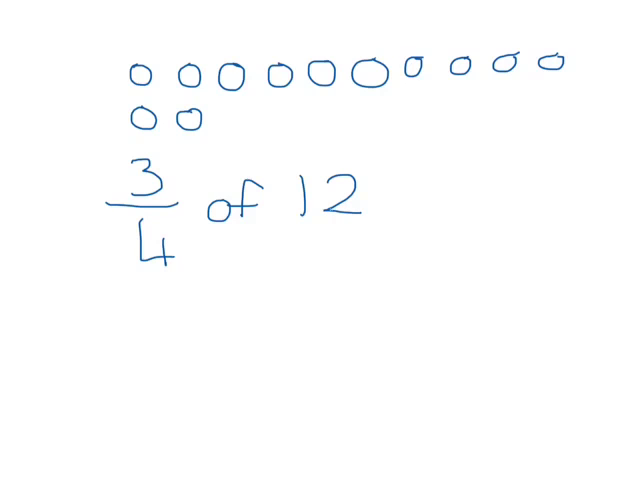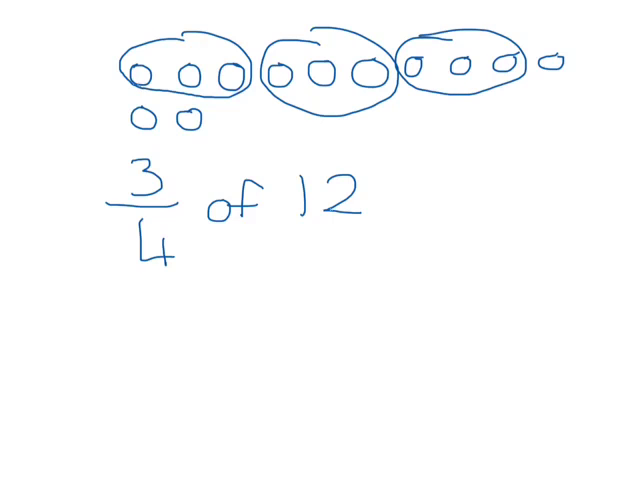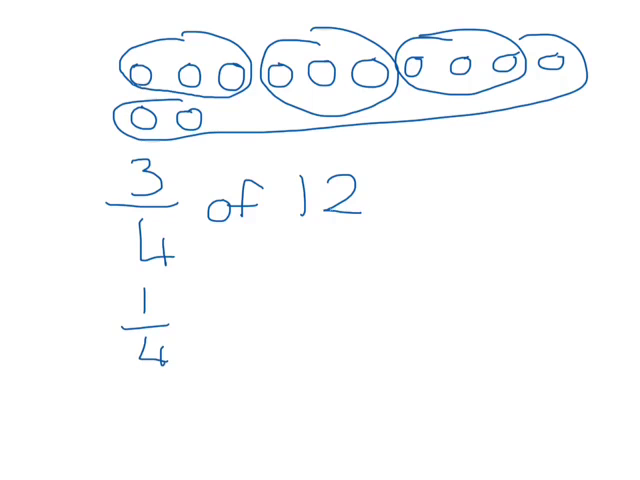Well, first of all, it would be a good idea to find 1/4. And to find 1/4 of 12, we have to divide our pizzas equally into 4 parts. And you know that 4 goes into 12 3 times. So if you divide this equally into 4 parts, each part will have 3 pizzas. So 1/4 of 12 is 3.